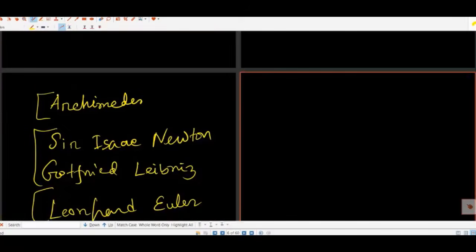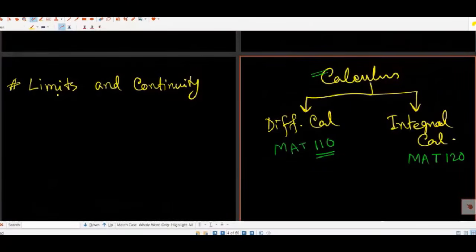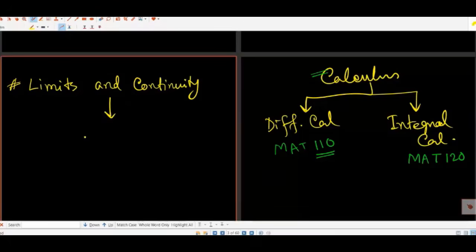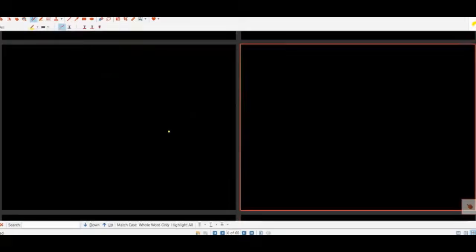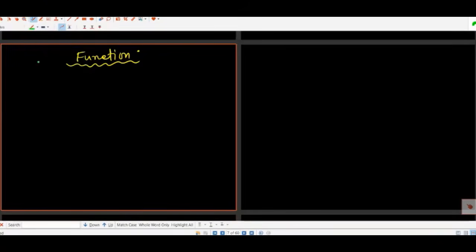Let me start from limits and continuity, but before that we need to know about function. Let me go through function in a very short way. So let's discuss about function. At first, you have to know the definition of function.